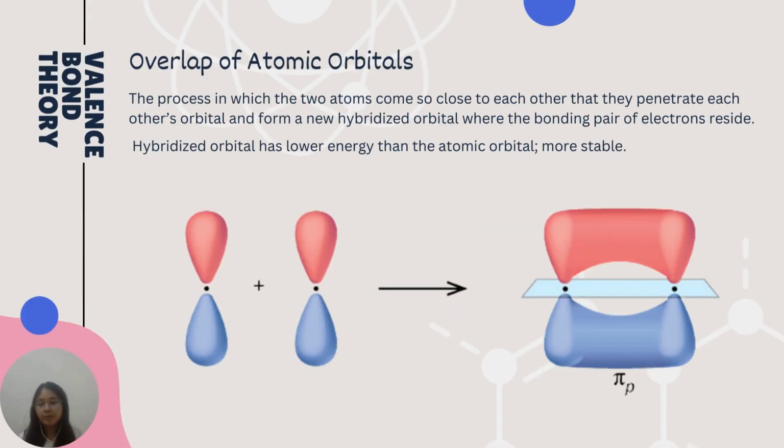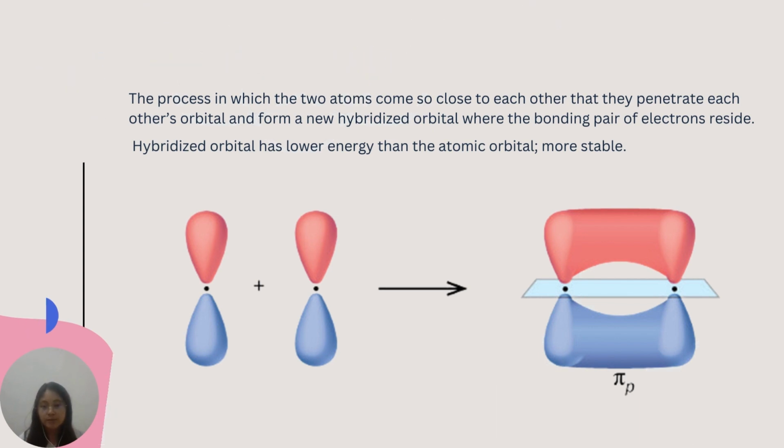And atomic orbital overlapping is the process in which the two atoms come so close to each other that they penetrate each other's orbital and form a new hybridized orbital where the bonding pair of electrons reside. These hybridized orbitals have lower energy than the atomic orbitals, making them more stable.